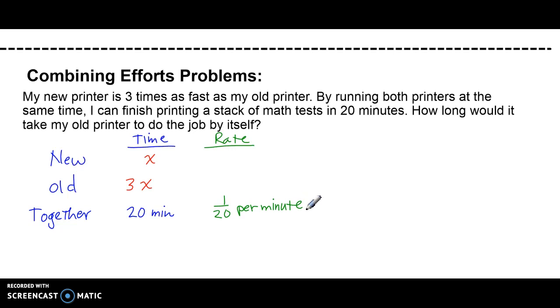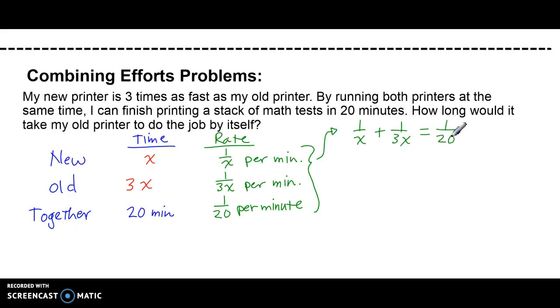And that's a very easy relationship. You just do a reciprocal. If it takes 20 minutes to get done, it's 1/20th per minute. If it takes x minutes to get done, then it's 1/x per minute. If it takes 3x minutes to get done, then it's 1/3x per minute. And here's where your instinct about adding is correct. Those two rates, the new printer's rate plus the old printer's rate, those add up to their combined rate.